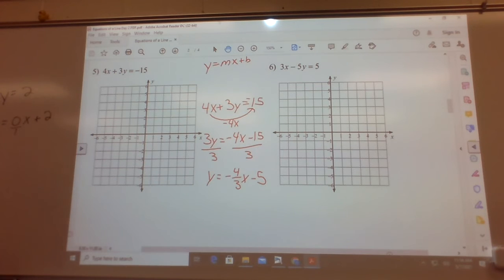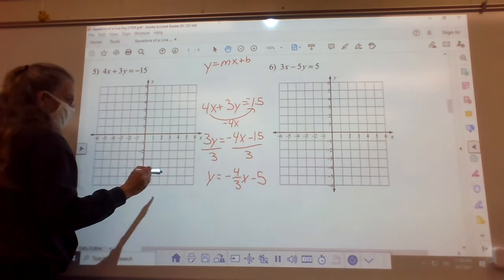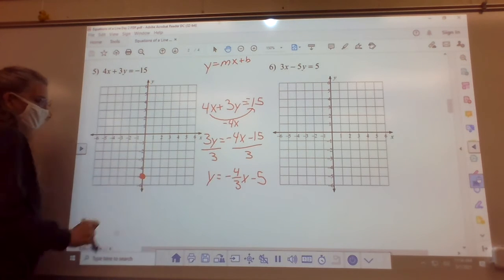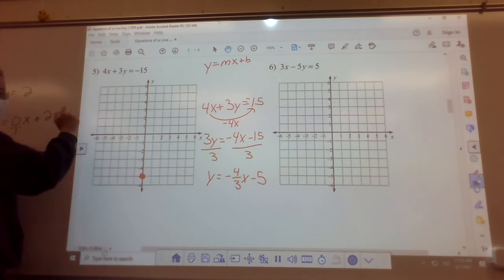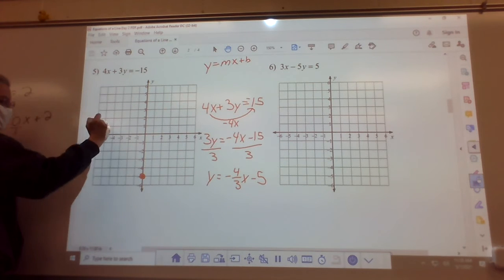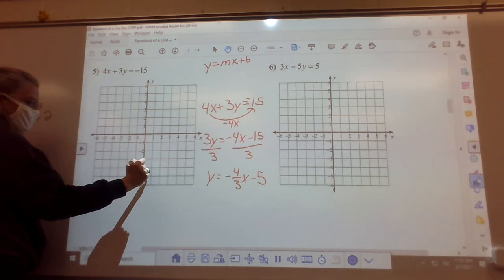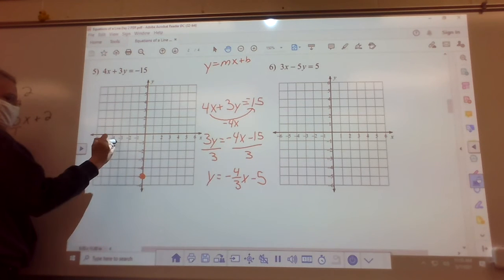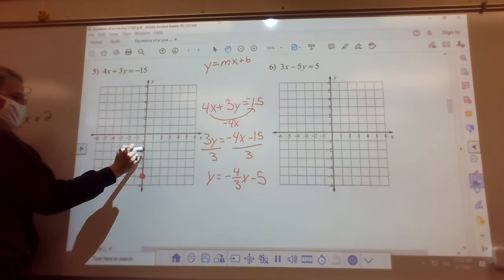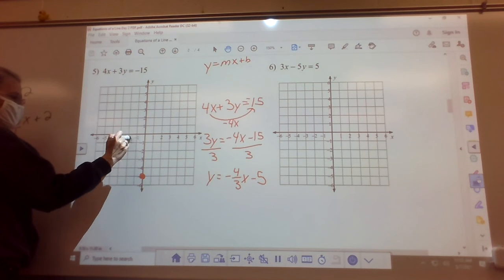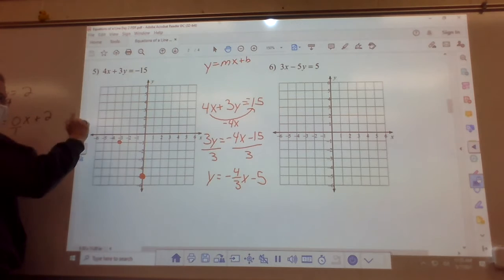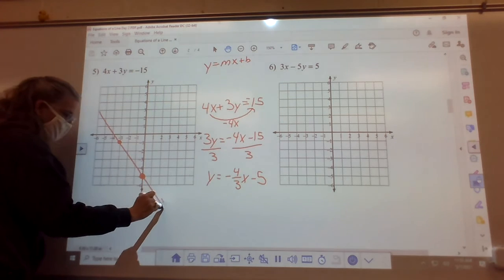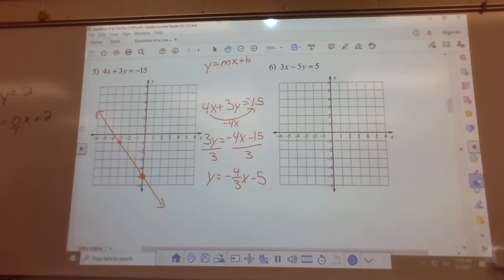Graph the intercept first. So I'm going to put a point at negative 5. Now, it's a negative slope. Negative slopes go downhill. It has to go this way. Well, I don't really have any room to go down this way because I'm going to run out of room. So for my negative 4/3, I'm actually going to go up and to the left. So up 4: 1, 2, 3, 4. Left 3: 1, 2, 3. There's my point. And then go ahead and connect. It's a negative slope, so I've got to make sure it's going downhill. It has to go downhill.